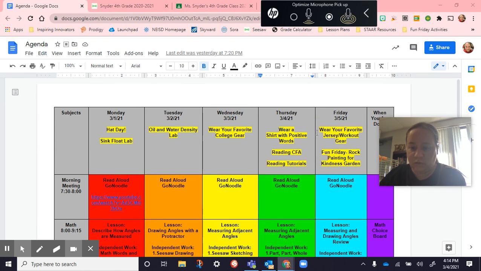All right, so tomorrow is wear your favorite jersey or your workout gear. And then Fun Friday, we're going to have our rocks that we're going to paint. So hopefully you picked up your rock from school. If not, you can provide your own. It's no problem. And then make sure you have your paints ready to go.